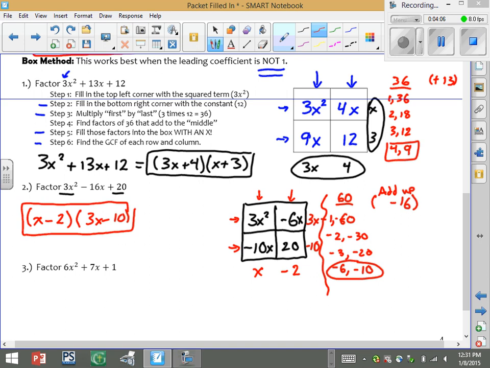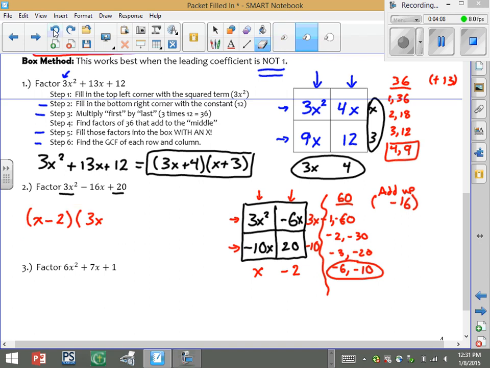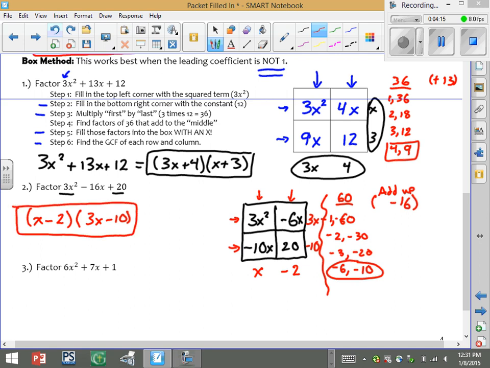Now, if you want to check your answer very quickly, what you can do is FOIL that back out. So let me take a second. All right, I'll do my check in blue. X minus 2 times 3x minus 10. So I'm going to FOIL.